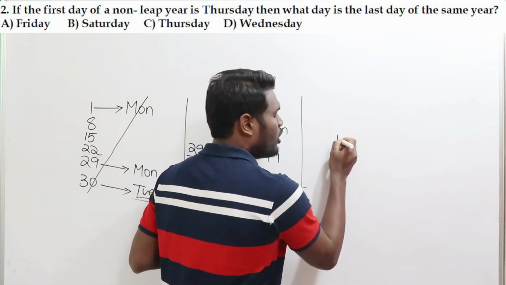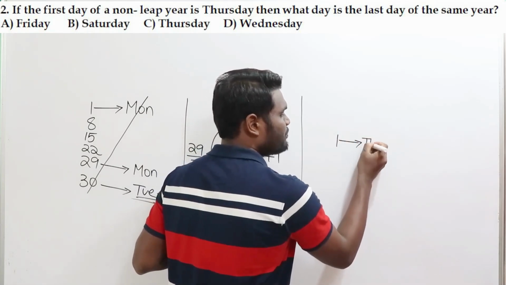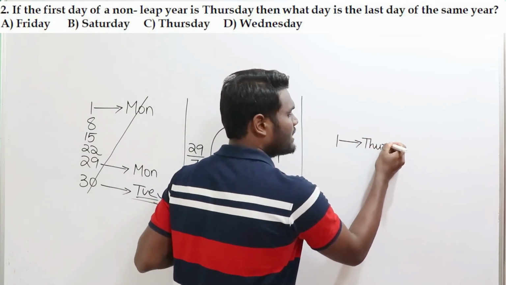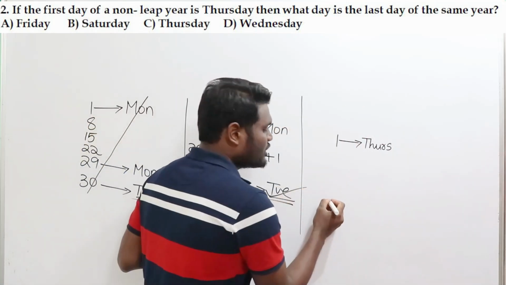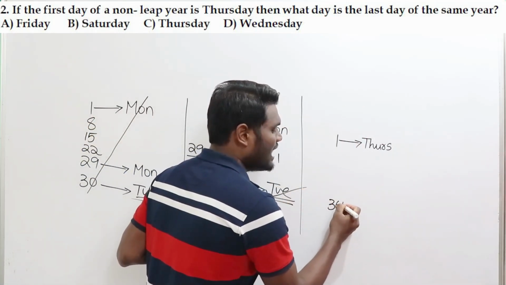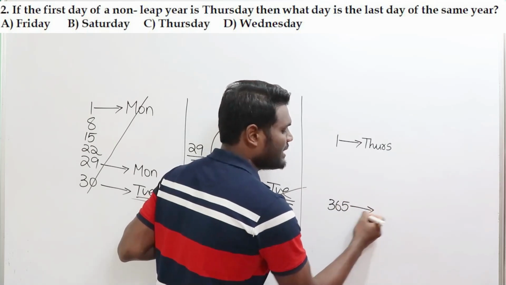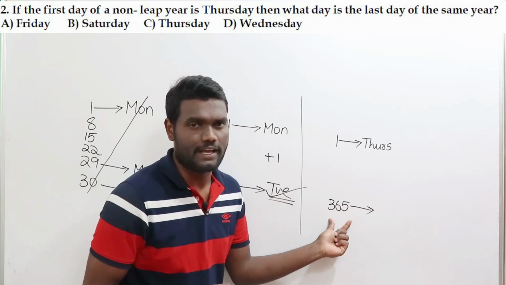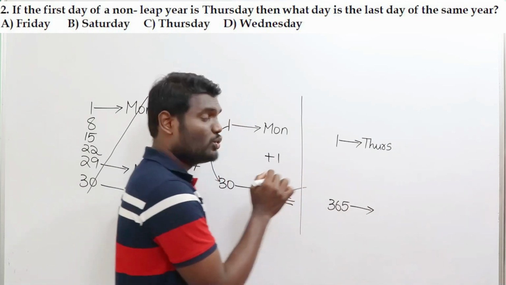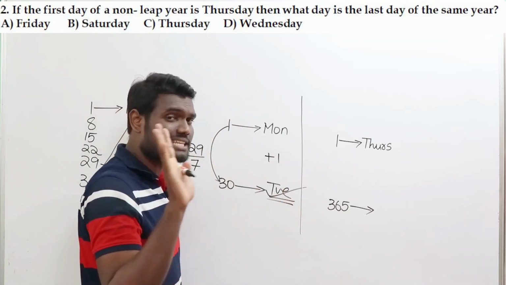Now, the first day of a non-leap year is Thursday. If the first day of a non-leap year is Thursday, our question is to find what is the last day of the same year. In a non-leap year, the last day is nothing but the 365th day. So simple. What you need to do is just take the difference.